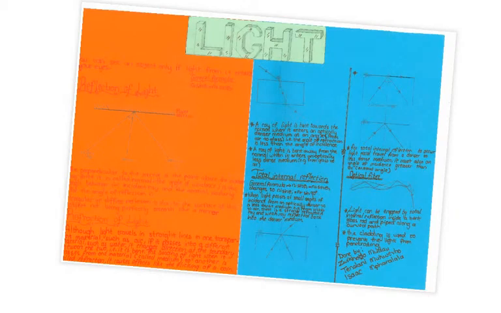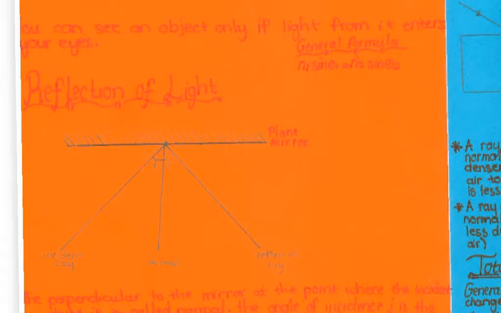Hi everyone, we are going to be talking about light. You can see an object only if light from it enters your eyes. The formula to calculate the angles on reflection: n1 sin theta 1 is equal to n2 sin theta 2.